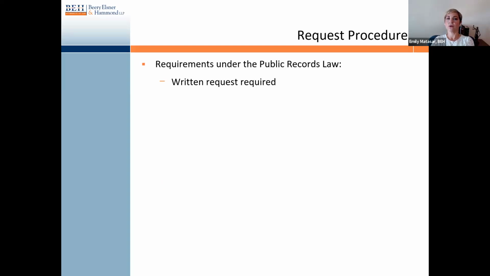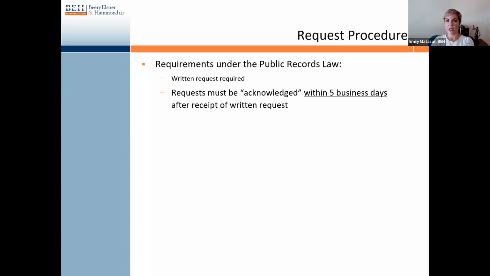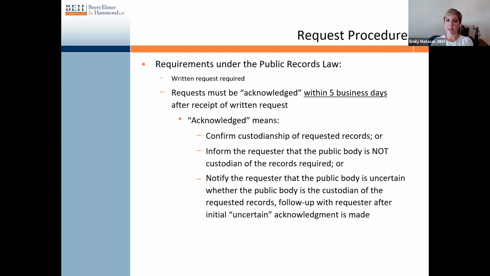So again, a written request is required if you have your procedure in place, which I know you're all going to confirm after this presentation is over. The law requires that the request be acknowledged within 5 business days after receipt. What does that mean? Acknowledged means that you confirm that you are the custodian of the requested records, or you inform the requester that you're not the custodian of the records, or you tell the requester that you're uncertain whether you are the custodian of the records. And if you do that, then you have to follow up, which makes sense.